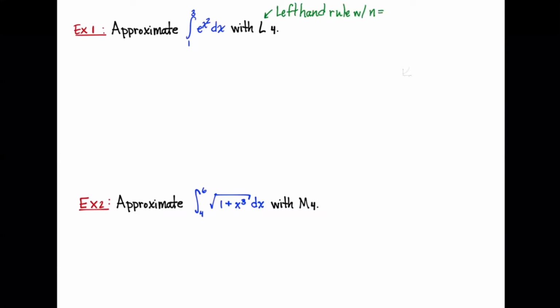With 4 subintervals. Knowing that, we can find our delta x. So delta x is equal to b minus a over n, where b is our upper bound and a is our lower bound on our integral, giving us that delta x is 3 minus 1 over 4, which simplifies to 1/2.